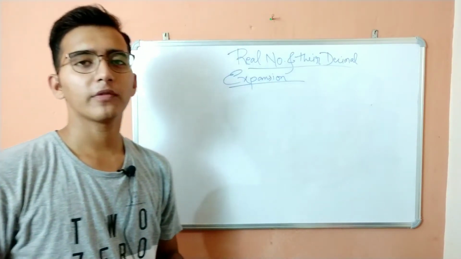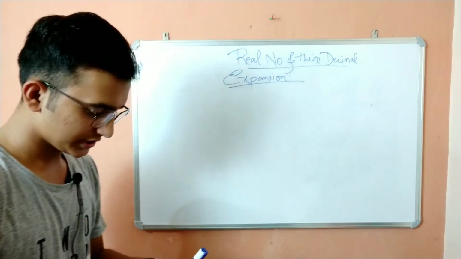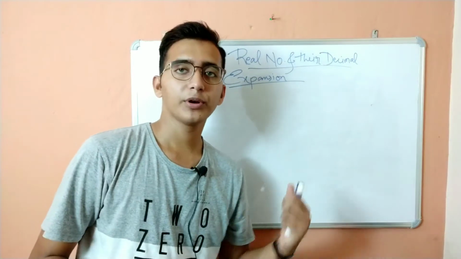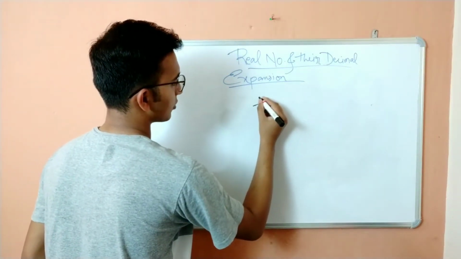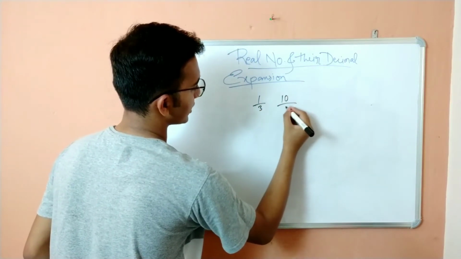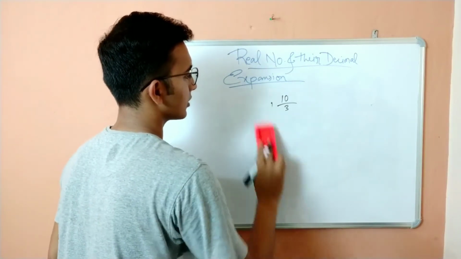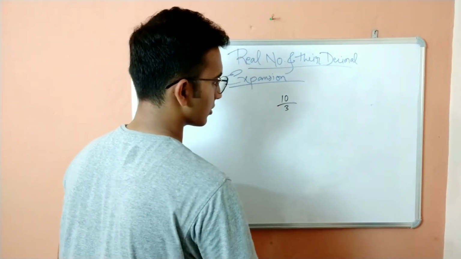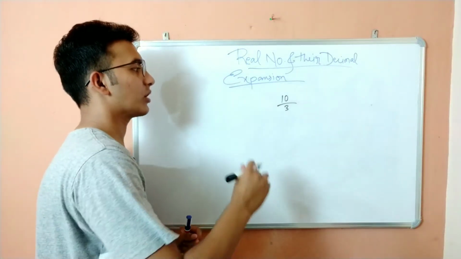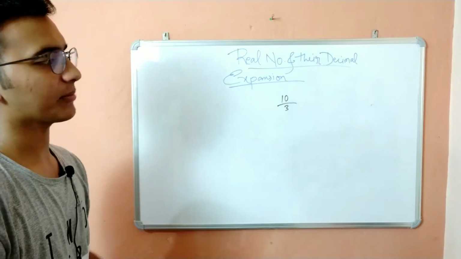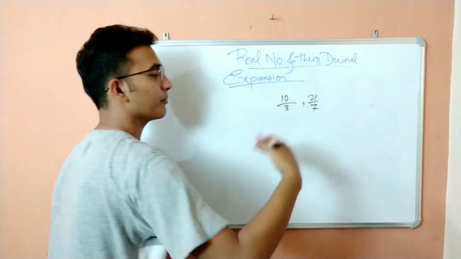Okay, so now our topic of discussion is real numbers and their decimal expansion. The main thing that we will be doing over here will be finding out the values of some of the fractions. Suppose 1 by 3 or 10 by 3. So our main attempt in this section will be to find out the values of fractions like 10 by 3 or 22 by 7, which is pi, or many other numbers.